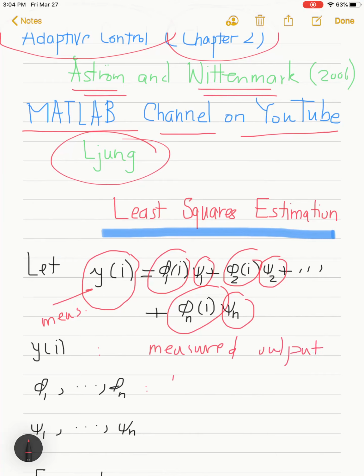Phi are known functions, and psi are the parameters of the system, the true parameters of the system.